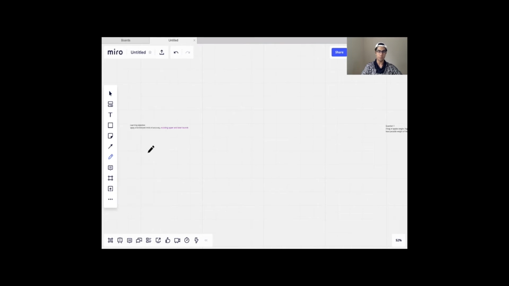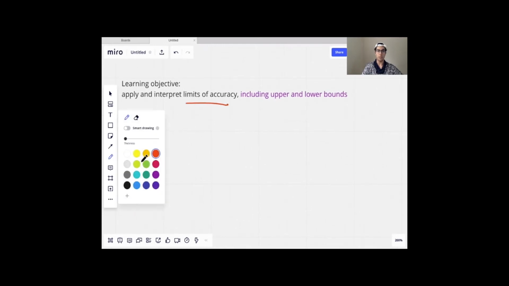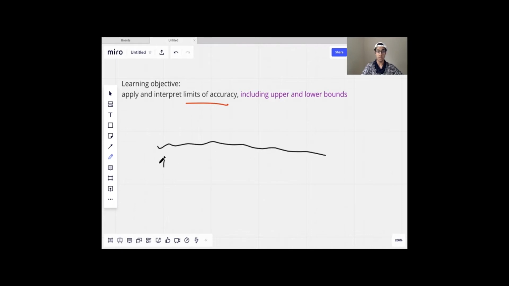If you remember from last video, we talked about how we round and why we round in life. So let's go back to our example of that ruler, that piece of string we measured with the ruler. There we go.